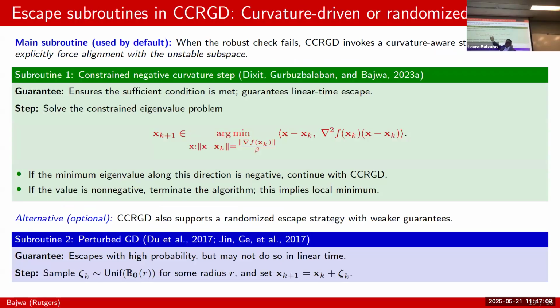Now do this kind of a step. Find a direction which is maximally aligned with the negative curvature. So effectively, solve a constrained eigenvalue problem where you are looking at alignment with the negative eigenvalue's eigenvector. And if you can't find this, if the value is non-negative, then it means that there is no negative curvature. Since we assume strict saddle, that means you are at a local minimum.